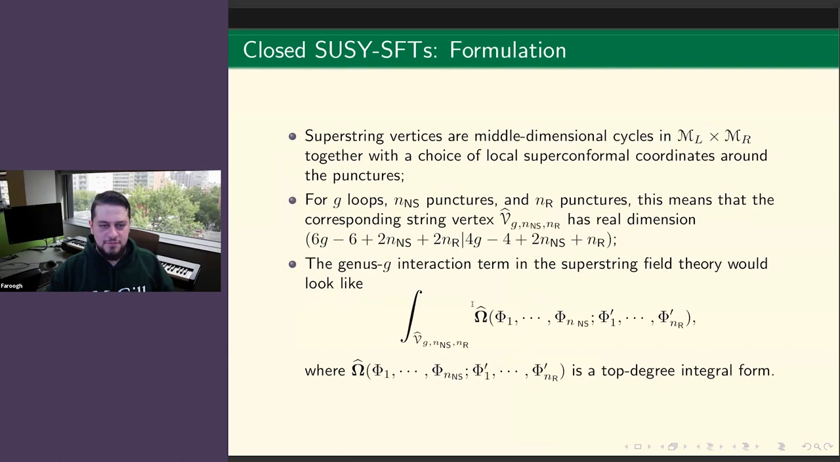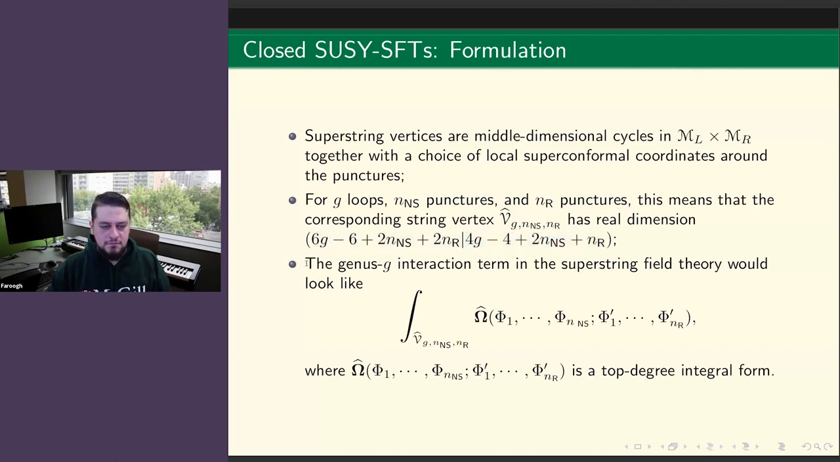Now, the general formulation of string field theory in the supergeometry language does not exist, but we expect that we know which equations the string vertices should satisfy. Superstring vertices are middle dimensional cycles in this product space again, together with the choice of, in analogy to the ordinary case, a local superconformal coordinate on the punctures, instead of a local conformal coordinate. This means that for genus g and a number of NS and Ramond punctures, this string vertex has even real dimension 6g minus 6 plus 2 times the number of NS punctures plus 2 times the number of Ramond punctures, and this number of odd moduli.